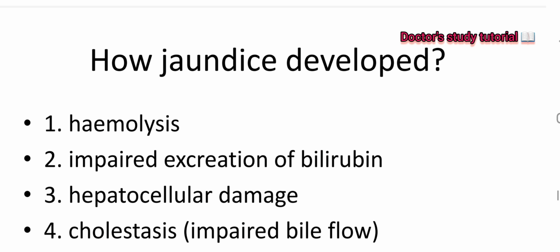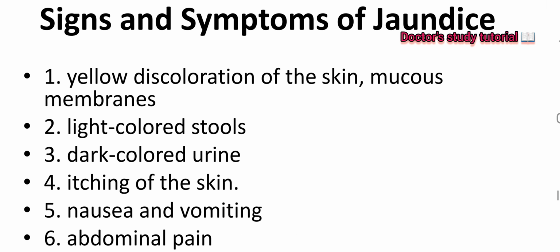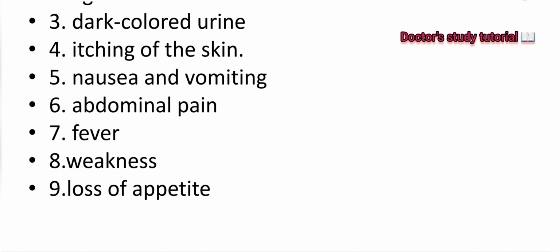How does jaundice develop? Hemolysis, impaired excretion of bilirubin, hepatocellular damage, cholestasis, impaired bile flow. Then the next one is signs and symptoms of jaundice: yellow discoloration of skin and mucous membrane, light color stool, dark color urine, itching of the skin, nausea, vomiting, and abdominal pain. Fever, weakness, and loss of appetite.